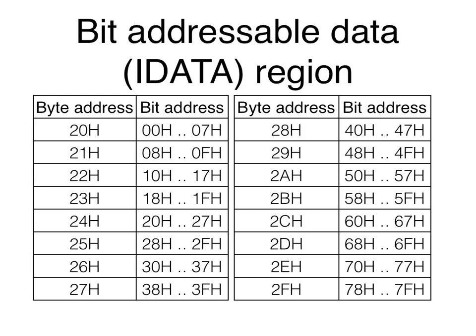Okay, so now there are 16 locations. 16 times 8 is 128. So there are 128 bits, or 128 bit addresses within this 16 byte region. Okay? Now what happens to the other 128 bits? Well, those are mapped to the SFR region.